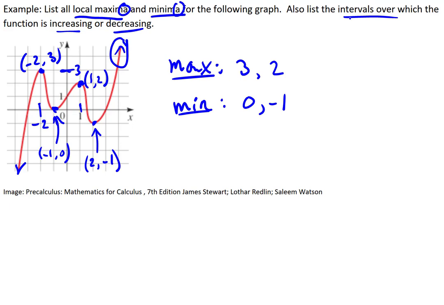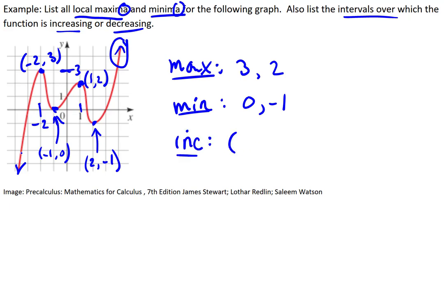Now, knowing where the extrema, or maxima and minima, occur will help us accomplish the second task, which is to list the intervals over which the function is increasing or decreasing. You see, at a local max or minimum value, the increasing or decreasing we would expect to be changing, so we can look around those to find it. In other words, we'll start by looking for places where the function is increasing.